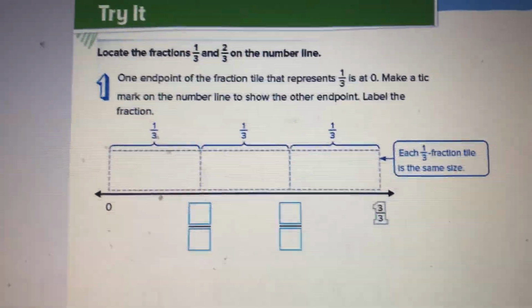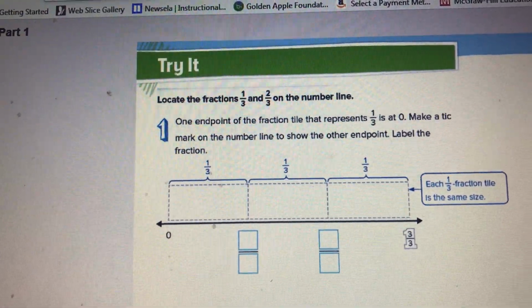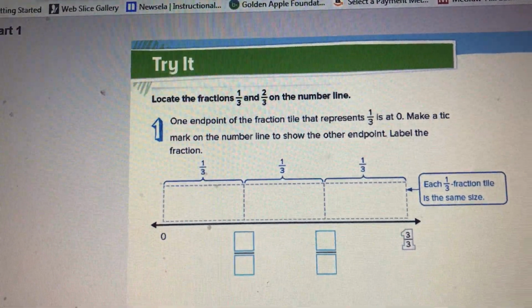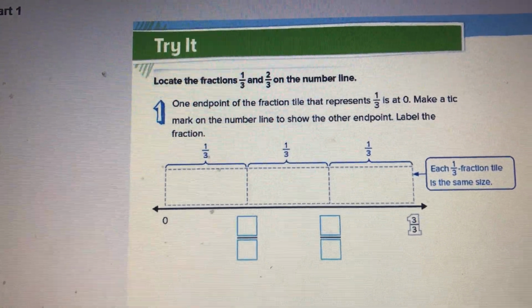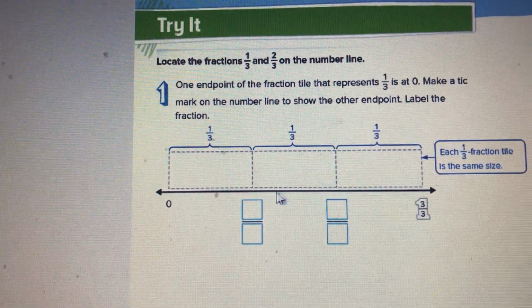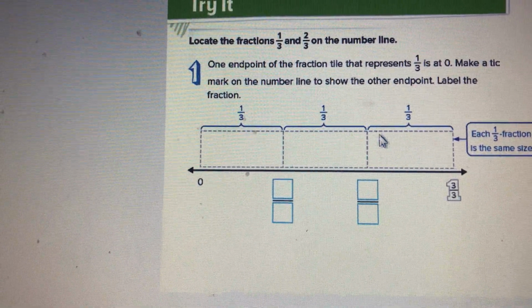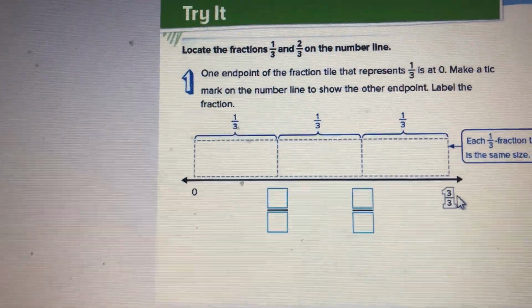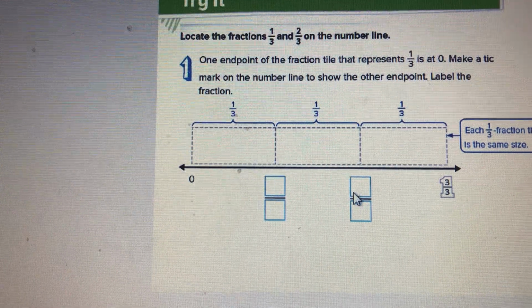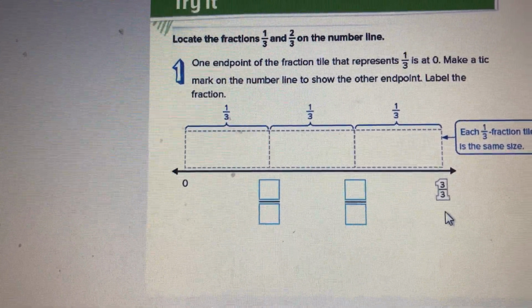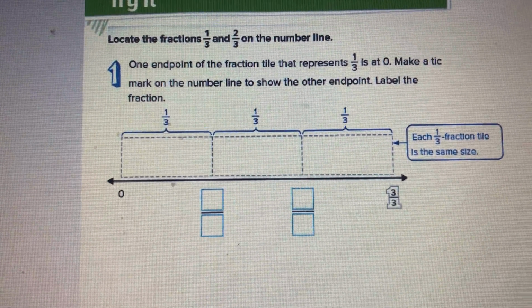Keep going here. Locate the fractions 1/3 and 2/3 on the number line. One endpoint of the fraction tile that represents 1/3 is at 0. Make a tick mark on the number line to show the other endpoint and label the fraction. So that's what they did. They made this number line into 3 parts, and they started one here and they just drew the tick lines like this. Label the fractions. So if this was 1/3, this would be 2/3, and then this would be 3/3. When we have 3/3, we'd also call that a whole, or 1.